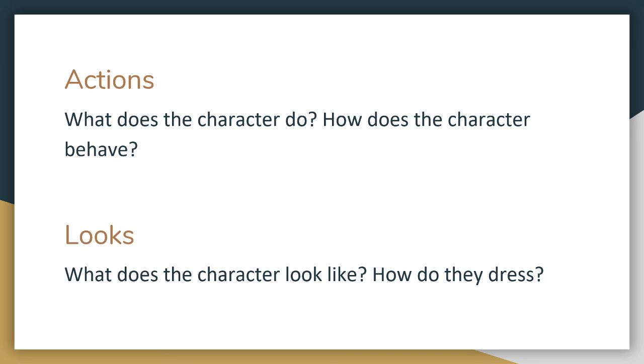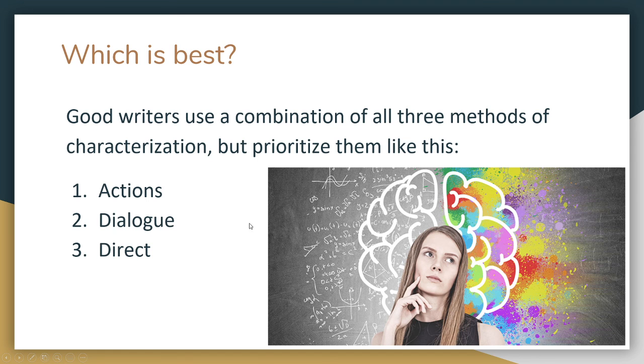If they're dressed with pants hanging down around their ankles and a giant gold chain, then you might know that they're a SoundCloud rapper and their music probably isn't any good, right? You can tell a lot by just how somebody looks.